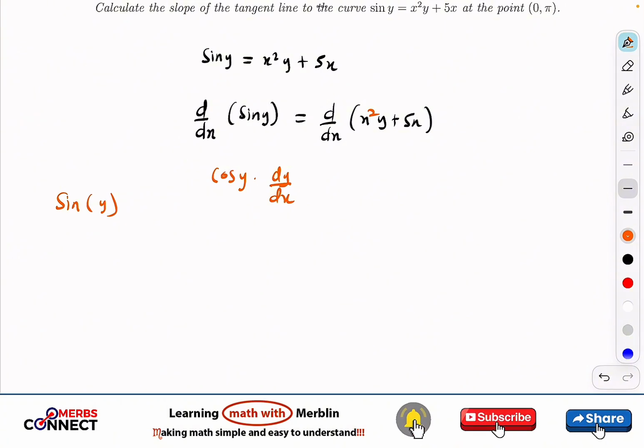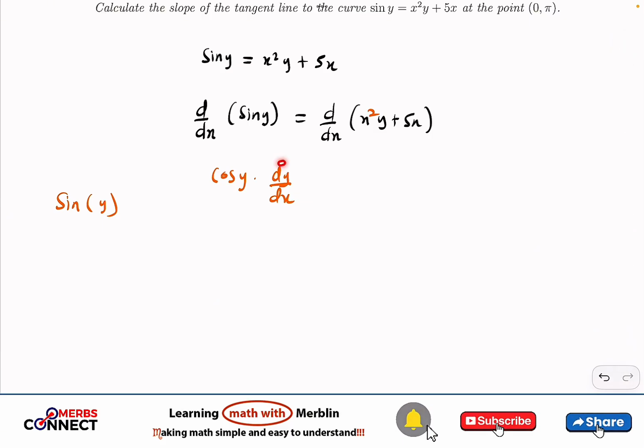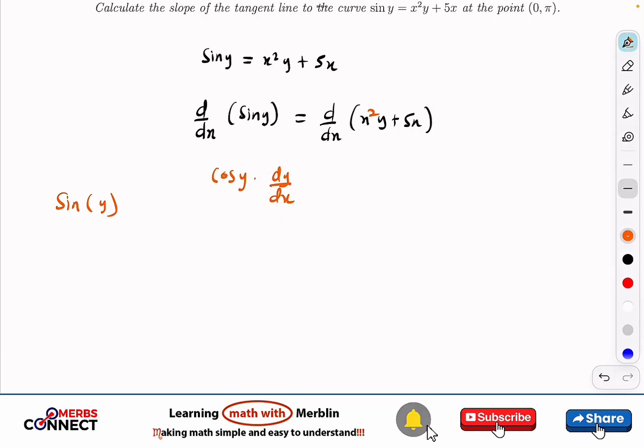So anytime you are dealing with implicit differentiation and you are differentiating with respect to x, there is one thing that you can have in mind. Anytime you are differentiating a function and the function is in terms of y, when you are done, you multiply it by dy over dx because of the chain rule.